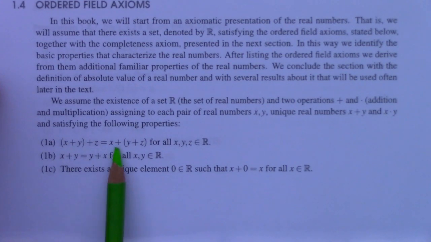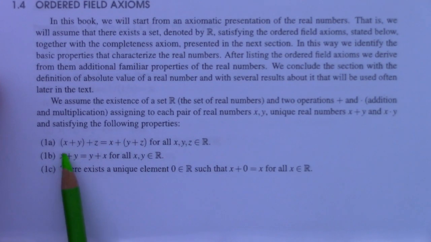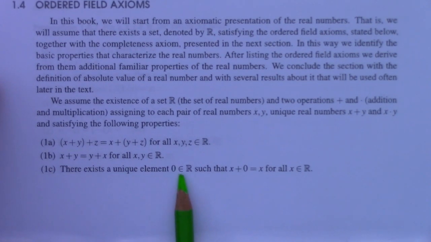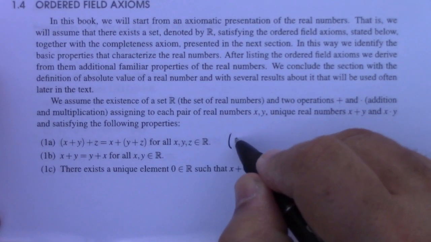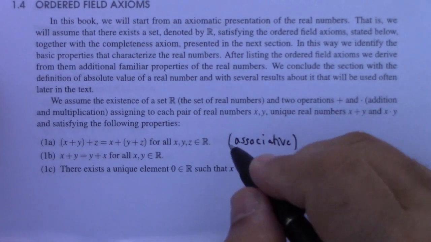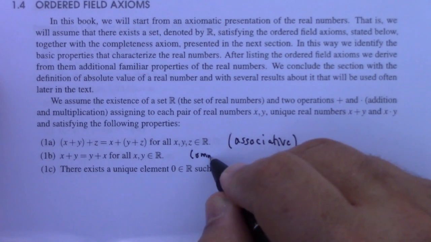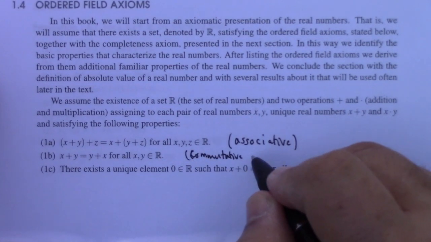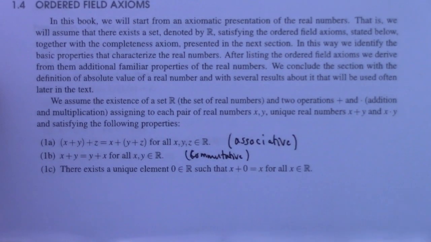So we have axiom 1a, associativity of addition, axiom 1b, commutativity of addition, and then that there is a unique element 0 such that x plus 0 is x again, right? Let me just go ahead and write down some words here. This is associative. This is commutative. And this is the uniqueness of the additive identity down there, which I won't write down.